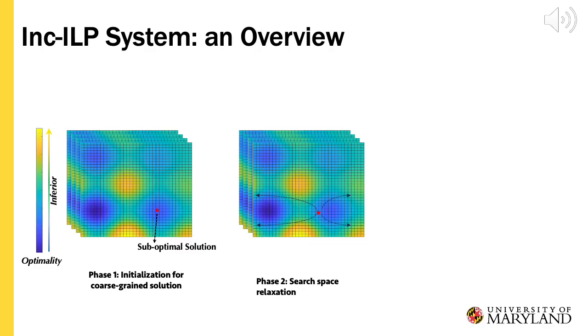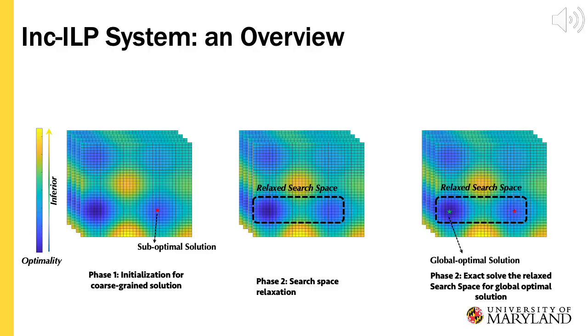Space relaxation simplifies the optimization problem by loosening constraints, making the complex problem more tractable. After relaxation, we get a new search space which should contain the global optimum solution. The last step is exact solving. While exact solving for a combinatorial optimization problem is NP-hard, the refined search space on top of the initialization is significantly simplified due to drastic search space reduction.